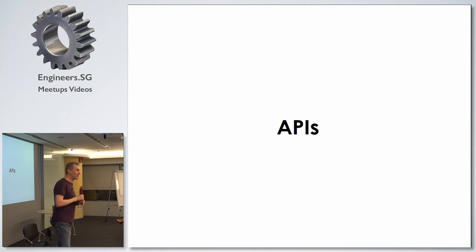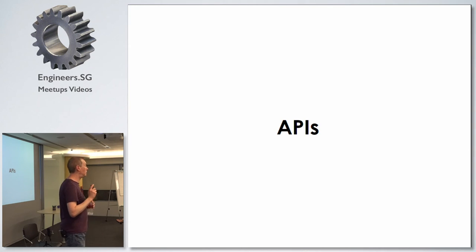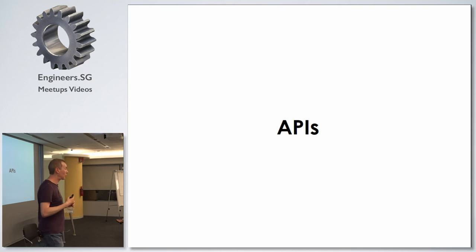Now, this is one of the ones that I think is really, really important. So hopefully you've kept awake for this, the kind of interesting one. APIs, I think, are the biggest impact you can have on performance more than anything else, because they limit the design of how things work.